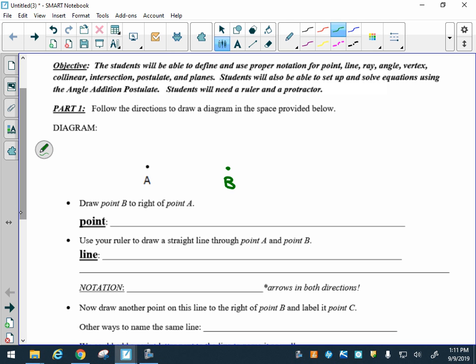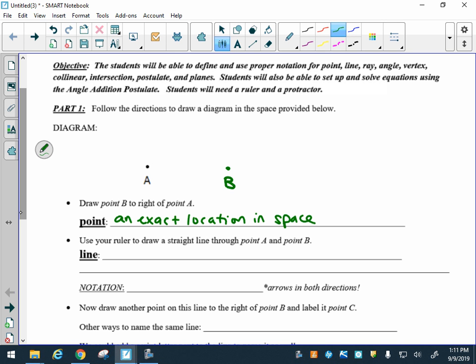A point, by actual definition, is an exact location in space, and it has no dimensions. There is no length or width. It cannot be measured. So we represent a point using a dot, which is 2-dimensional, but it is really just a representation of this concept in geometry of an exact specific location in space.